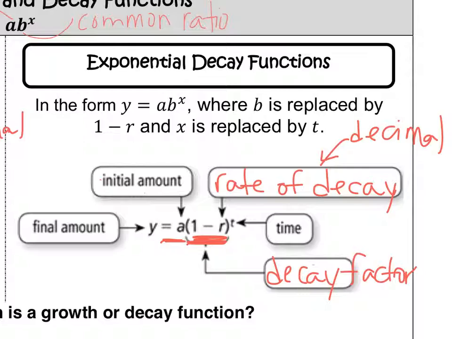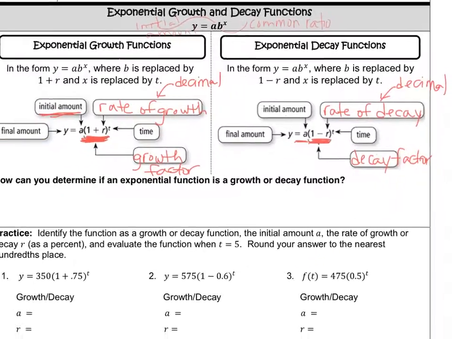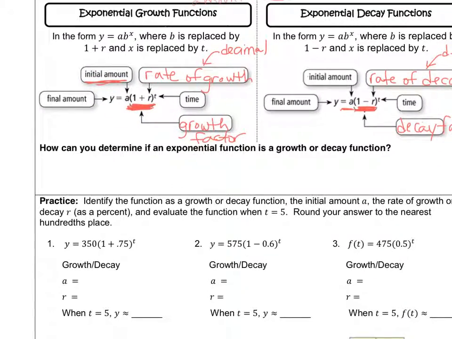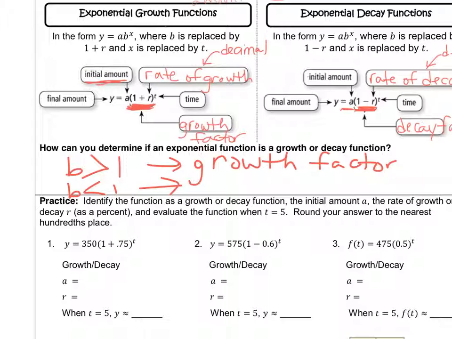Okay, so how can you tell if something is a growth or a decay function? It's real simple. You're just going to look at the b. If your b is greater than 1, you've got a growth factor. If your b is less than 1, you've got a decay factor. So that's really all there is to it. Let's go ahead and take a look at some of these and run them through as examples.